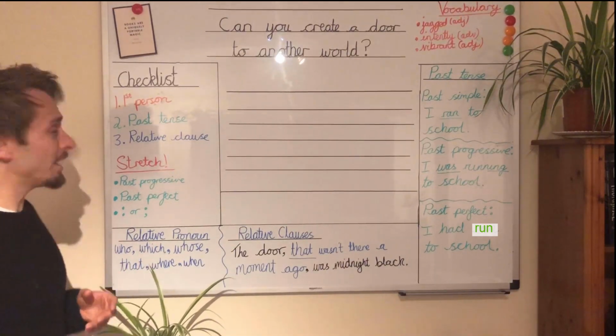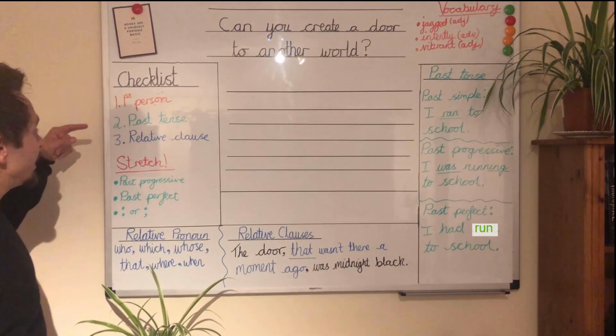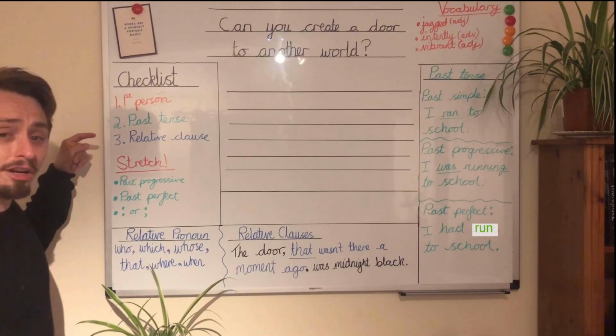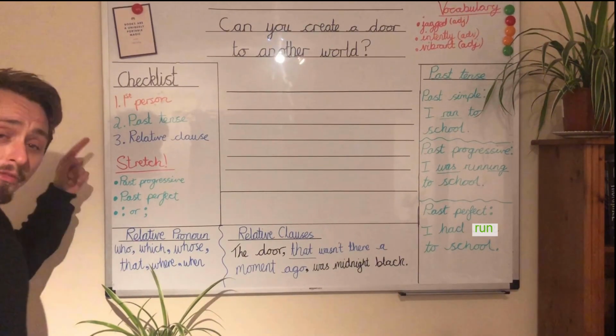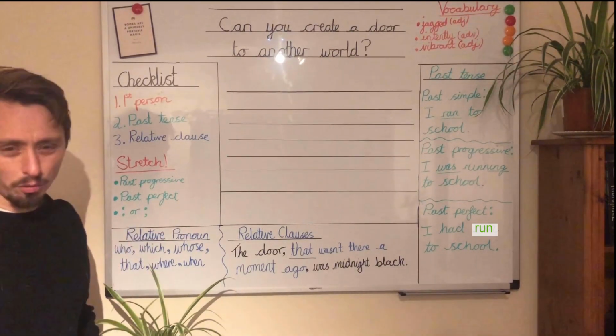As in any writing lesson, we have our checklist for things we need to achieve today. In our writing, we need to make sure that it is in the first person, it is in the past tense, and we are going to try and use a relative clause today. Before we get to that, let's have a quick reminder as to what those things are.